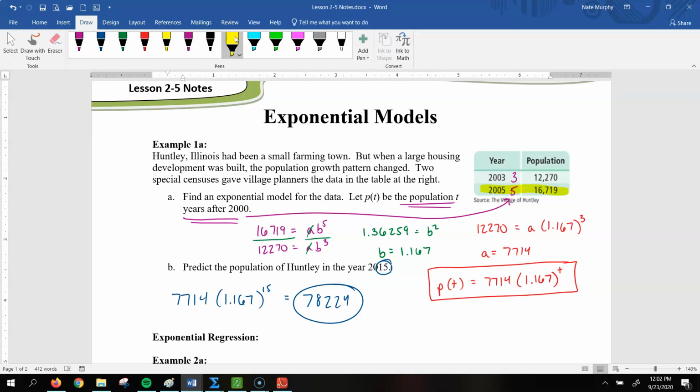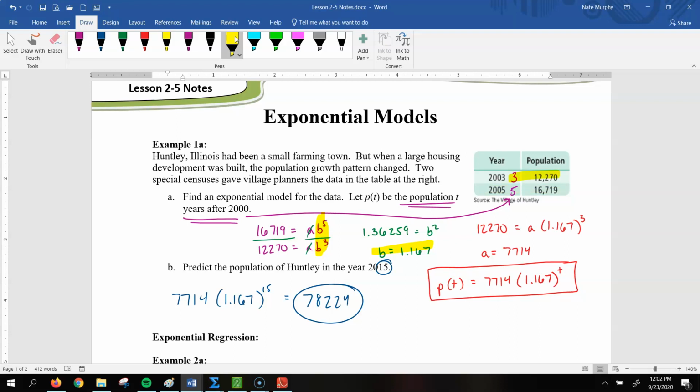And we would divide those. Remember, we subtract the exponents. So when we're dealing with b to the 5th and b cubed, when we subtract those exponents, we'd have b squared. So we would have to take the square root of 1.36259, which would give you our b value of 1.167. And then we would use that value along with one of the coordinates. It doesn't matter which one you use. Personally, I just used the first one there because we have a smaller x value. So I used a 3 and the 12,270.